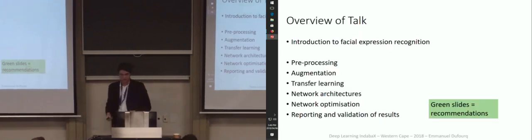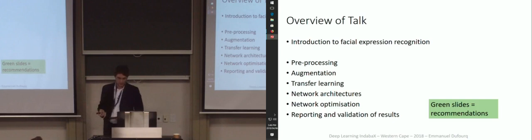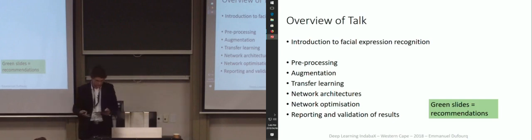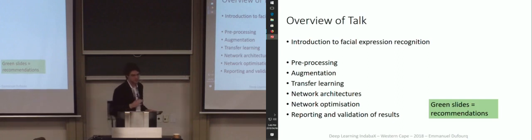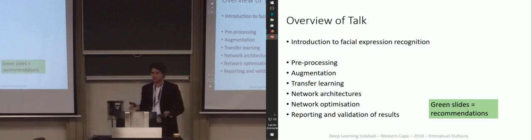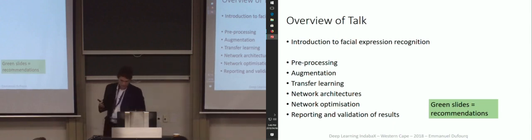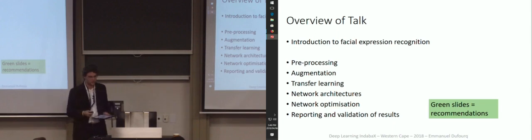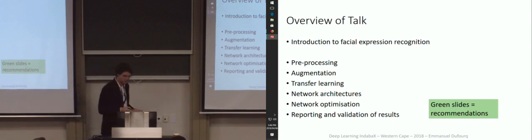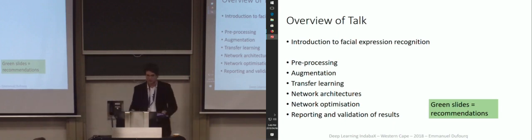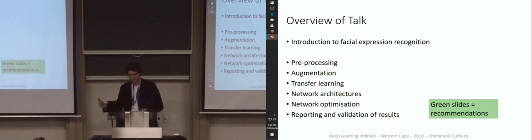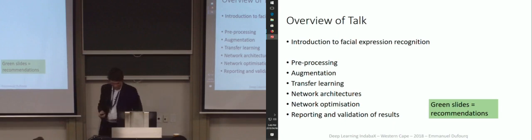So I'll start off this talk slash tutorial and just explain a bit about facial expression recognition. And then I'll discuss the major aspects that you have to consider when implementing a convolutional neural net. So I'll talk about pre-processing, augmentation, transfer learning, network architectures, and how to report on your results. If you're feeling a bit tired, then just pay attention to the green slides. That's where I give away hints and recommendations.